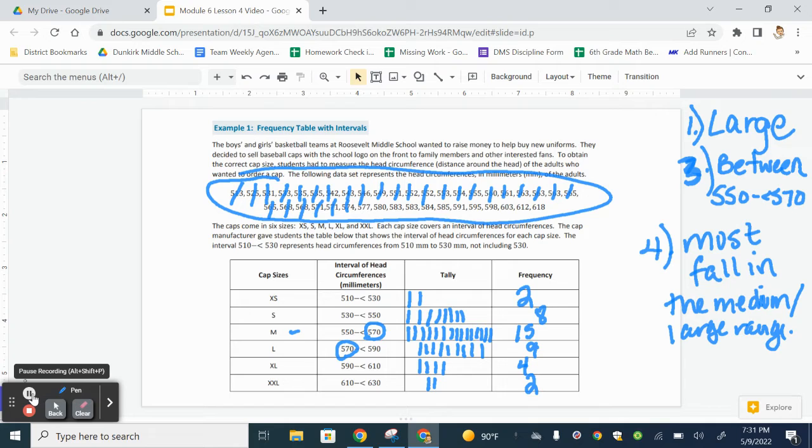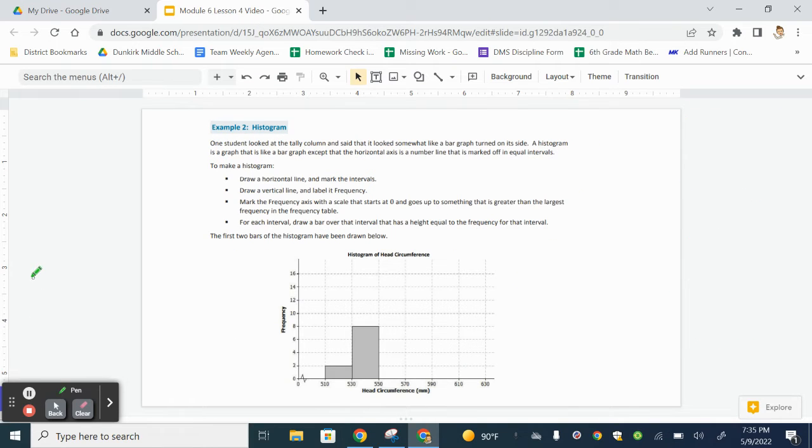I'm going to have you scroll down. So pause the video for a second to get yourself situated for the next activity. Okay, so example 2 is your histogram.